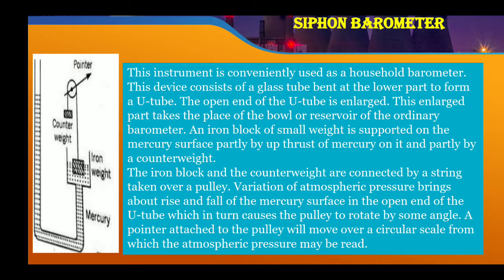And when the atmospheric pressure is reduced, the mercury surface is raised. Then the counterweight pulls this pulley and the pointer moves in the anti-clockwise direction. So with the help of the scale which is connected with the pointer, we can see the pressure of the atmosphere by the Seafoam barometer.